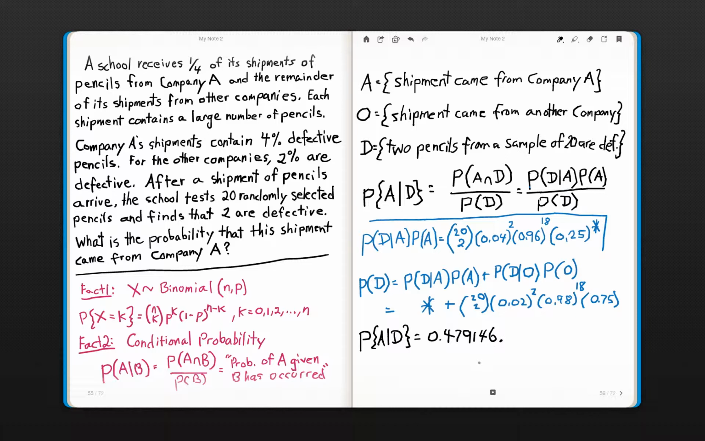Okay, so this was basically an exercise in knowing how to use conditional probability, knowing how to use a binomial random variable, and an exercise in Bayes' theorem and total law of probability.